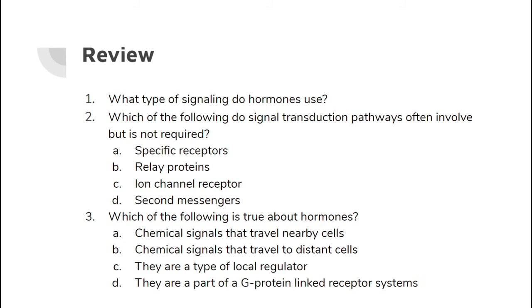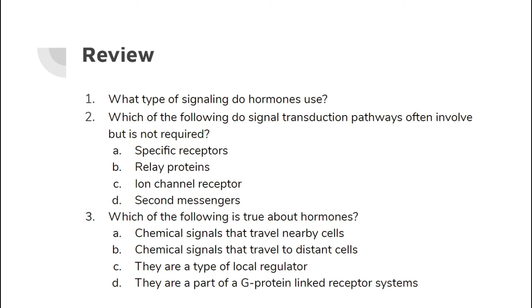Okay, what type of signaling do hormones use? So remember hormones, think of the endocrine system, and this is going to be long distance signaling. Second, which of the following do signal transduction pathways often involve but is not required? This is going to be secondary messengers.